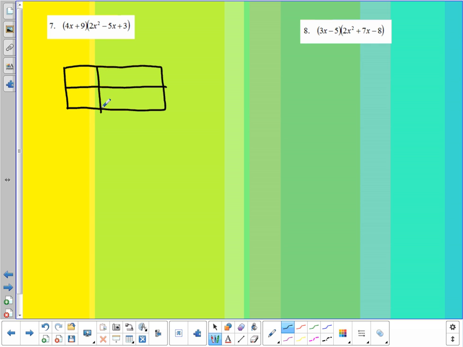So I'm going to set up a box that looks like that. I have 4x and 9 on the side. On the top, I have 2x squared minus 5x plus 3 across the top. Then I find the products on the inside.